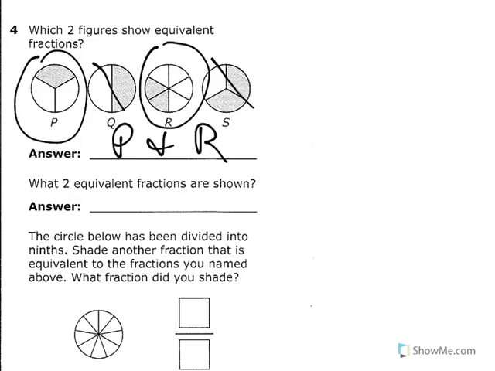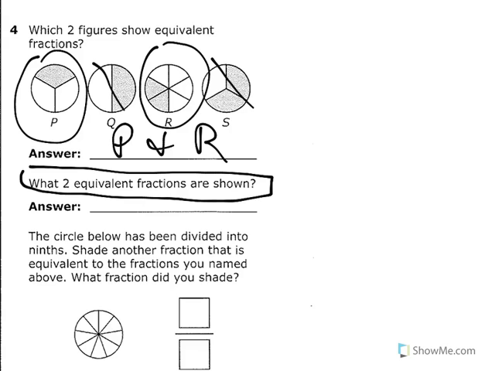Okay, what two equivalent fractions are shown? Box that question in. Should have boxed the first one in, but okay. So the two equivalent fractions are shown. So fraction P, the total amount, there's three pieces right there. So the denominator would be 3, and the numerator, there's one part that's shaded right there.